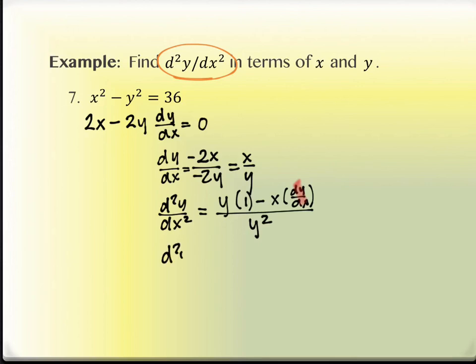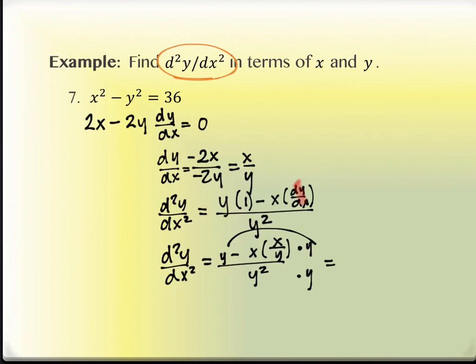So I have d2y/dx2 equals y minus x times x over y, all over y squared. You can do a real quick cleanup by multiplying the top and the bottom by y to eliminate that fraction inside of a fraction. So the y multiplies here to give me y squared. The y eliminates the y right here, which is kind of the whole point, which leaves me with negative x squared. And the denominator leaves me with y cubed.